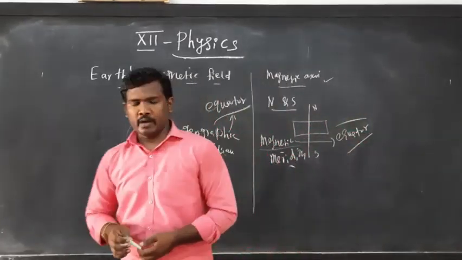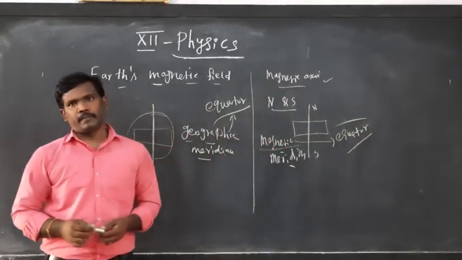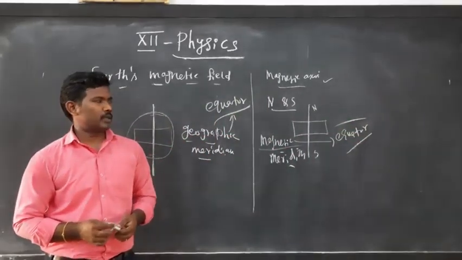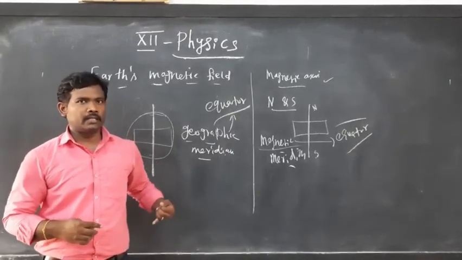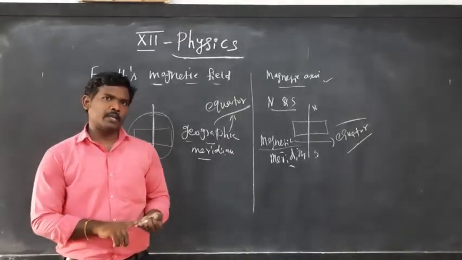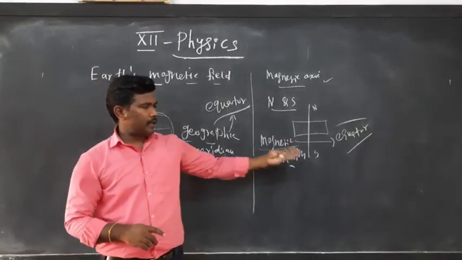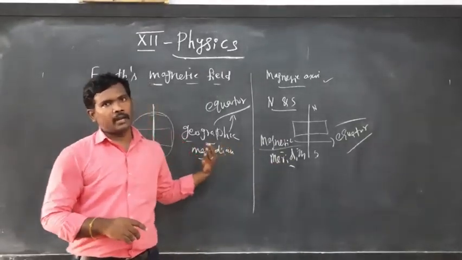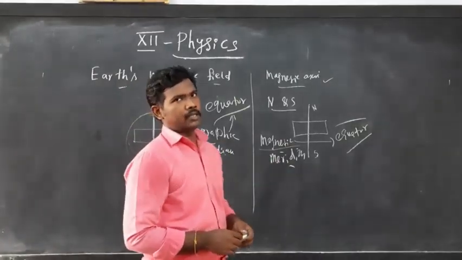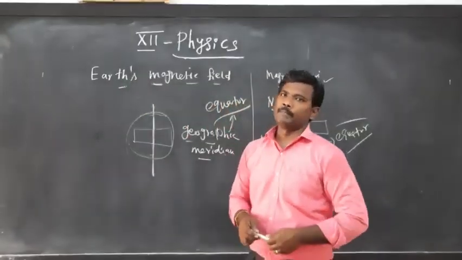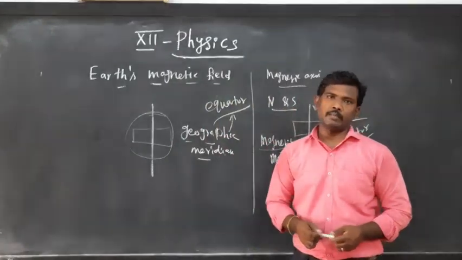So now we have discussed more questions. One is with respect to the axis, here one axis and here one axis. The next is with respect to the meridian, here one meridian and there one meridian. The third is with respect to the equator. So totally we discussed these questions, and they are very important.